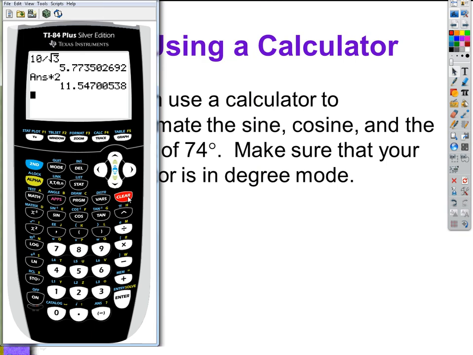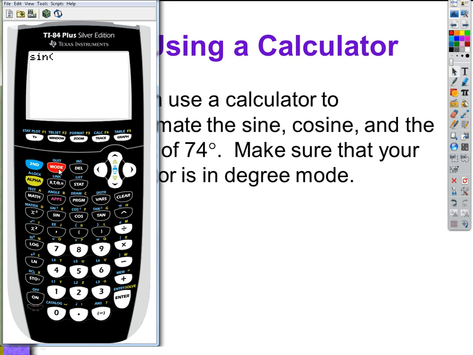Okay, so if I want to take, let's say, the sine of 74, where do I go to get sine? On here, the button right there. S-I-N. That's our shortcut for sine. And then I just need to put the angle in there. But first, I got to check the mode.